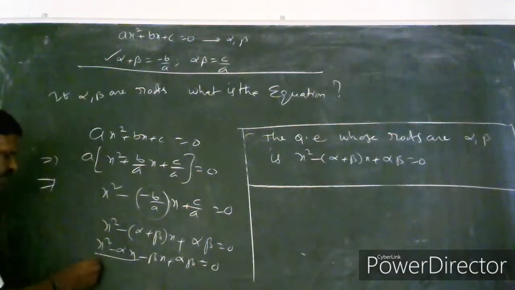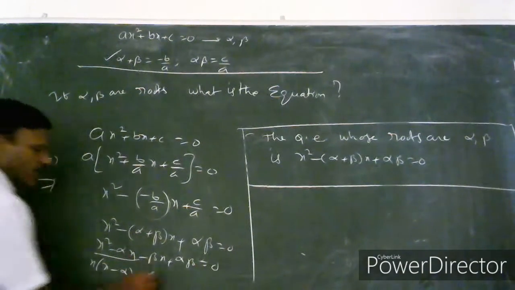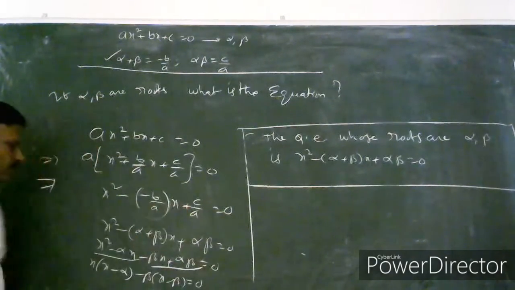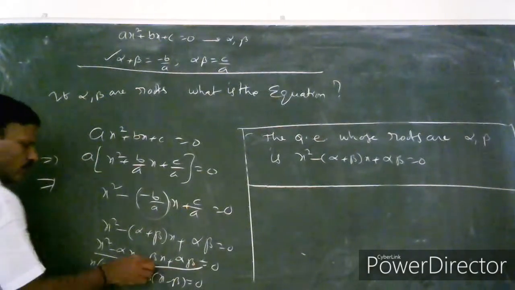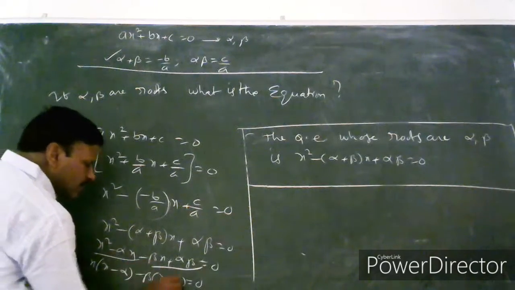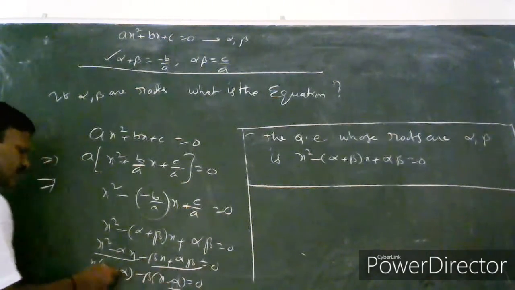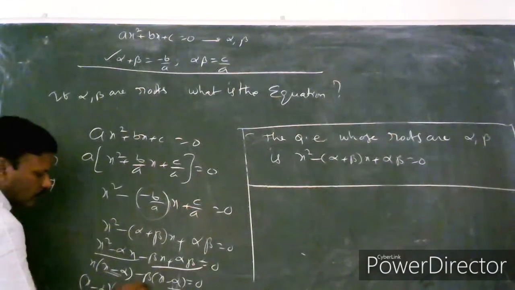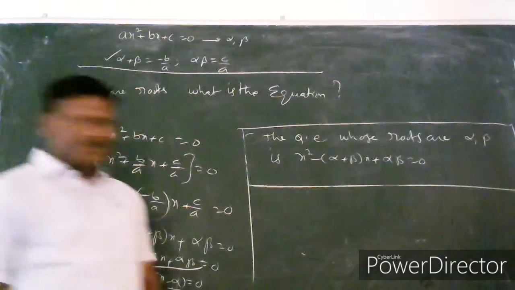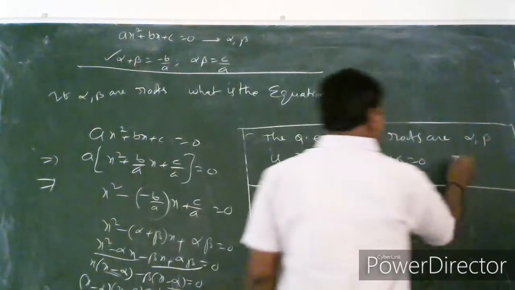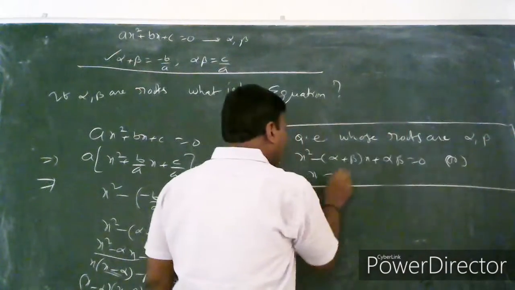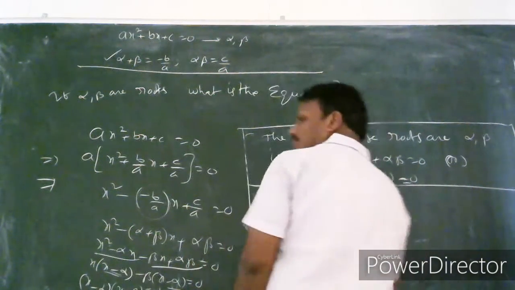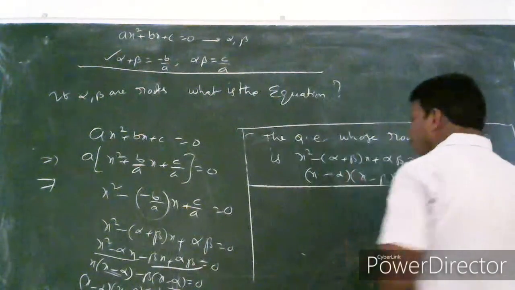Here x is common, x minus alpha. Here minus beta is common, x minus beta. Once again, we take x minus alpha common: x minus alpha into x minus beta is equal to 0. So this is another way, x minus alpha into x minus beta is equal to 0. By using this formula, it is very simple.